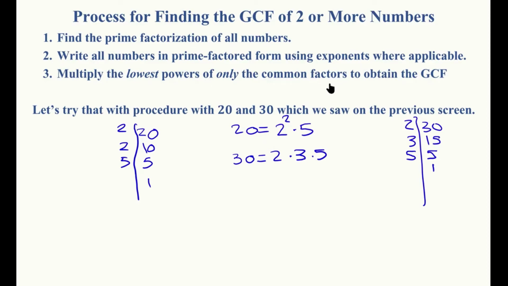So we need to first isolate the common factors. We can see that 2 and 5 are the only common factors. 3 is not, so we don't even consider 3. So to get the GCF, we multiply the lowest powers of the common factors. Look, between 2 squared and 2, which one is the lower power? 2, right? And between 5 and 5, which is lower? They're the same, so you just write 5. And that's how you get 10.